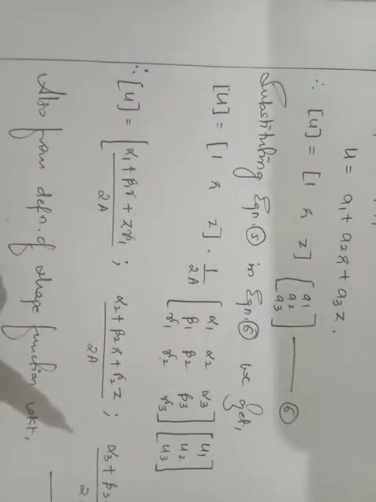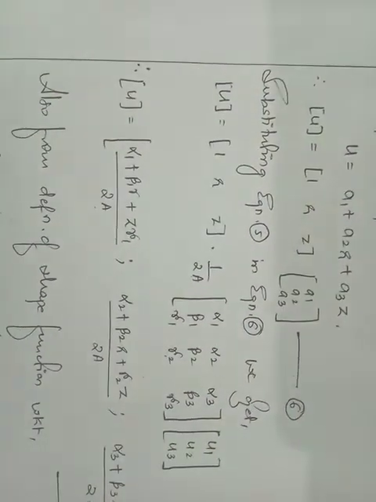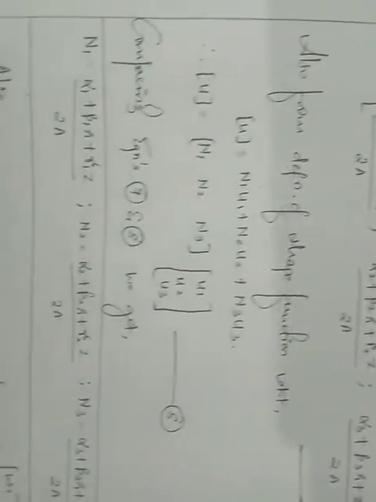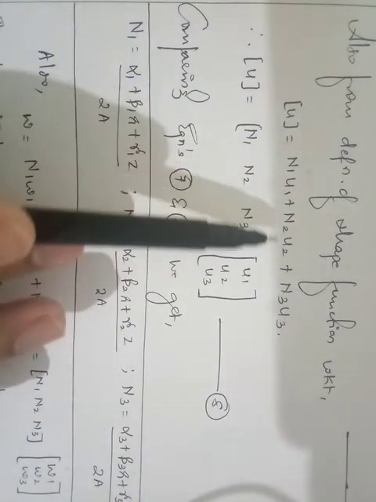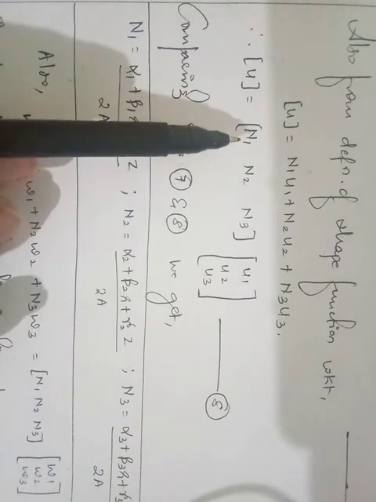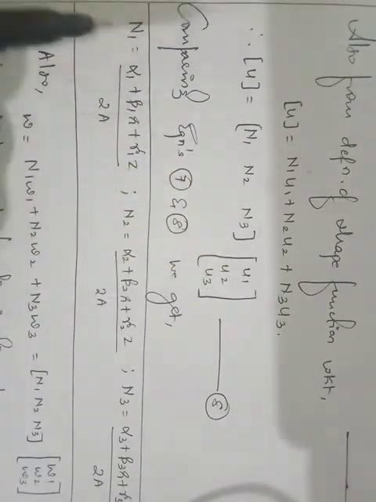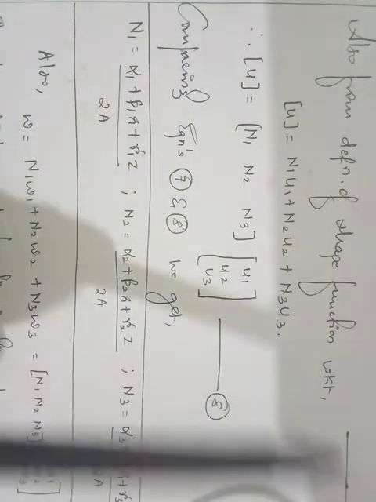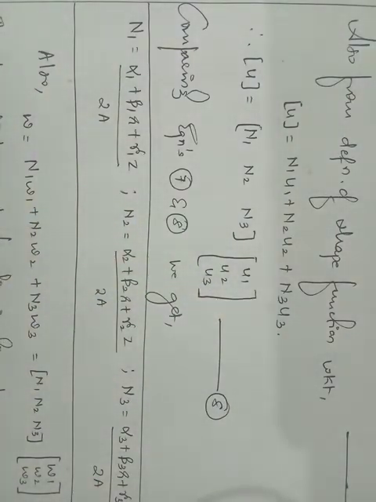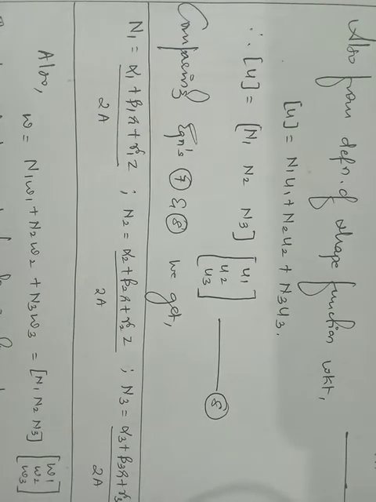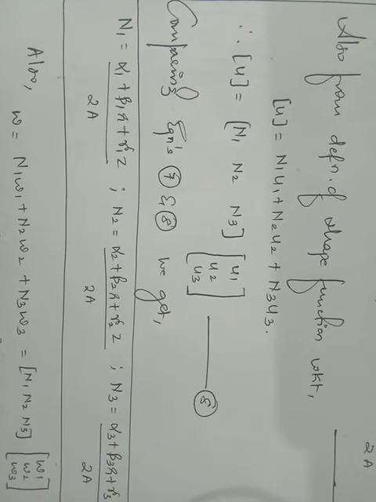Now also from the definition of shape function, okay, in the first class we have studied the definition of shape function. We know that n1 u1 plus n2 u2 plus n3 u3, right? Now expressing this general form of a shape function in matrix form, we will be getting n1 n2 n3, u1 u2 u3. Now if you compare your equation number 7, that is the previous equation, and equation number 8, right? I hope equation number 8 is visible to you, n1 n2 n3 and u1 u2 u3.